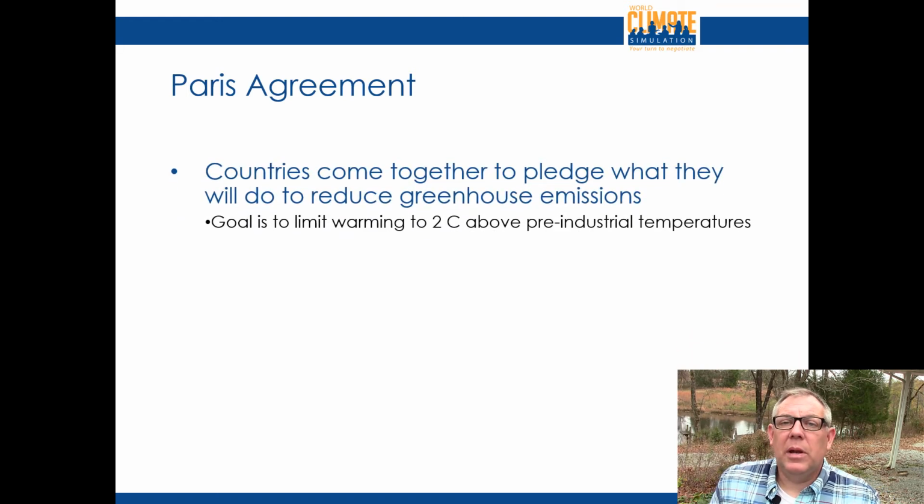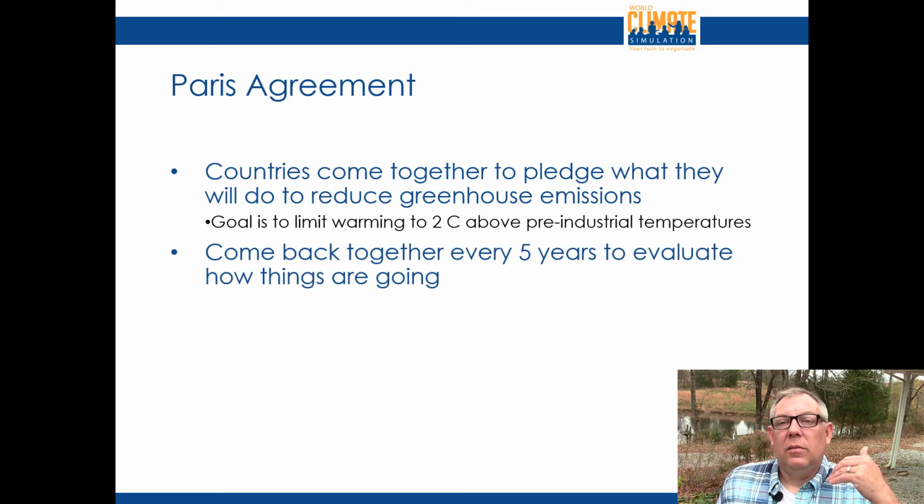Again, the agreement is countries are pledging what they'll do to reduce greenhouse gases. Countries are saying we're going to specifically do this to reduce our release of carbon into the atmosphere, with a goal to limit the warming to 2 Celsius, right? To avoid that nightmare scenario of 4 or 4.5 degrees Celsius. And then the agreement is you come back every 5 years to evaluate how things are going, to try to come up with better ideas, see what works, what doesn't work, who's doing it, who's not doing it. So this is what humans try to do when faced with a big problem.